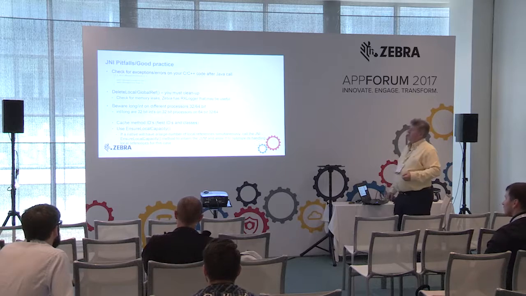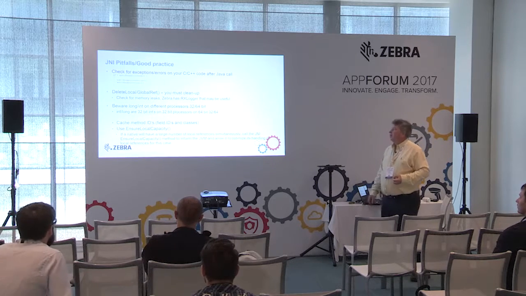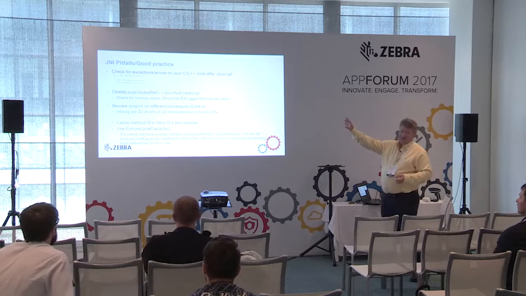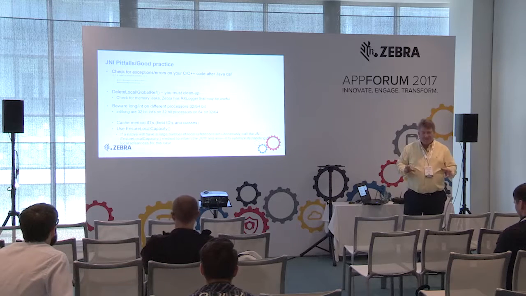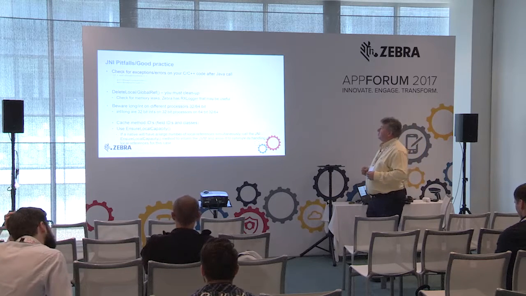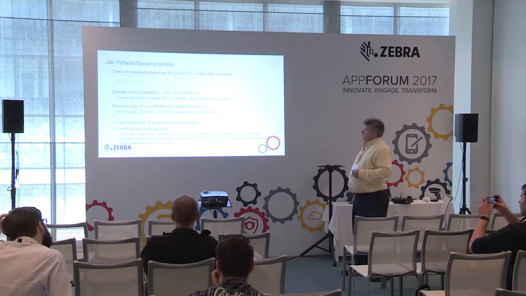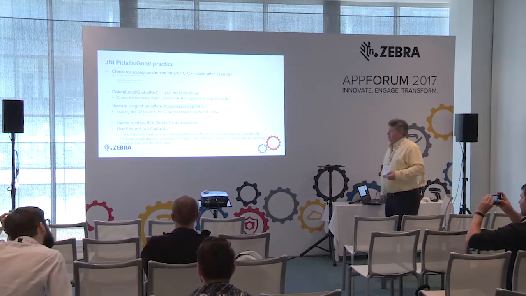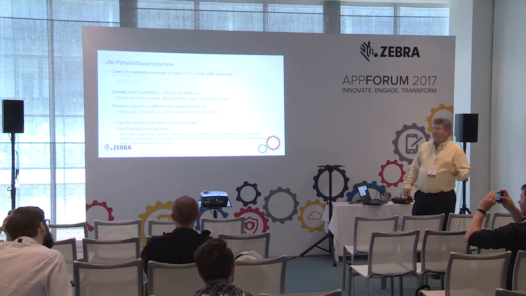So, pitfalls with the JNI. Always check for exceptions and return codes. Always, always do that. That's very important. Local references, global references, you must clean these up. If you don't, you'll get memory leaks.